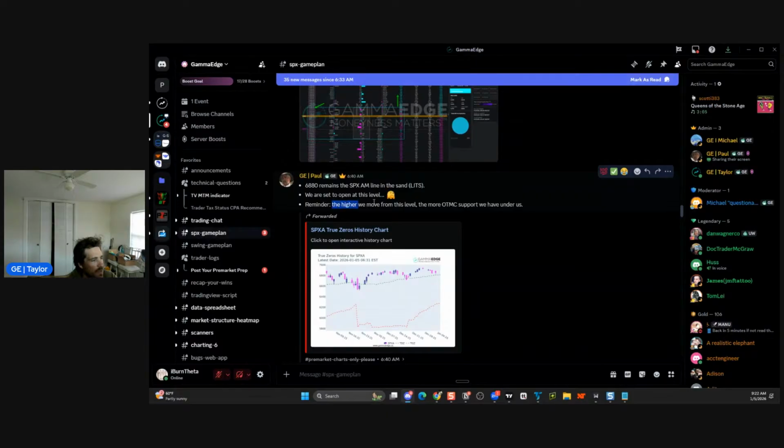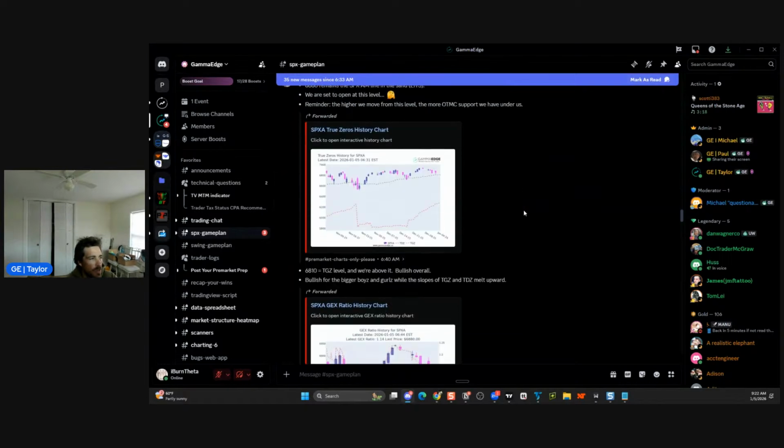Again, the higher we move up from this level, the more out-of-money call support we have under us, meaning those out-of-money calls are being captured to in the money, and that flips how they go from decaying to 0 to limiting to 1. Those are positive flows, so just something to be cognizant of.